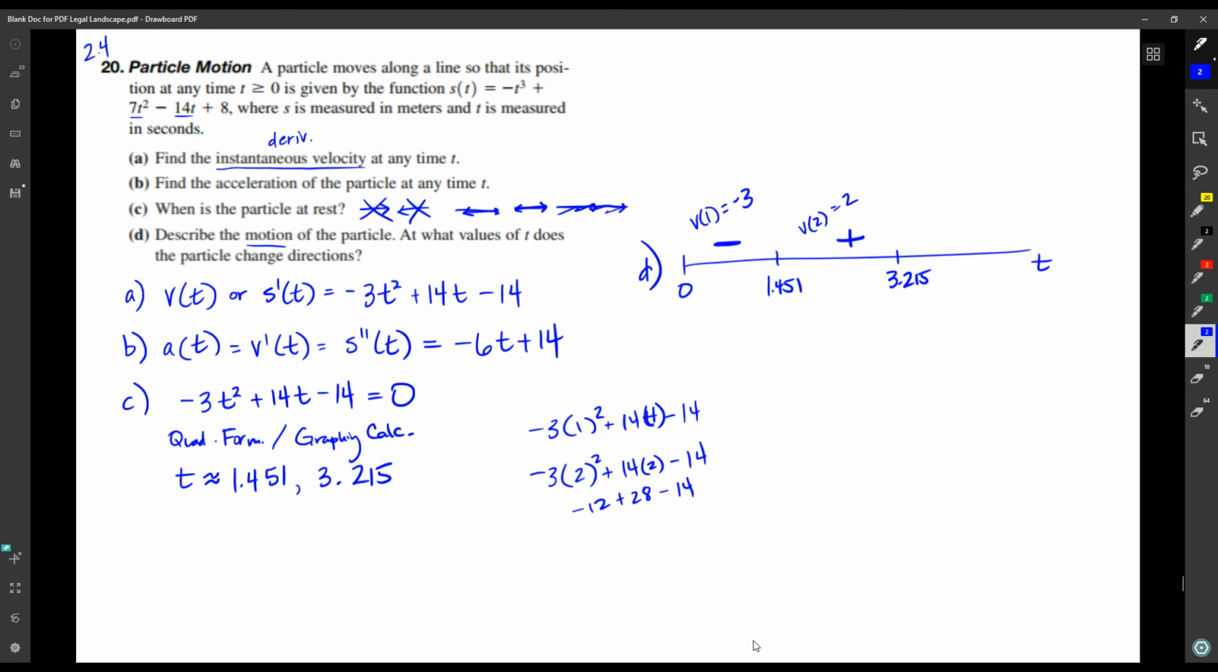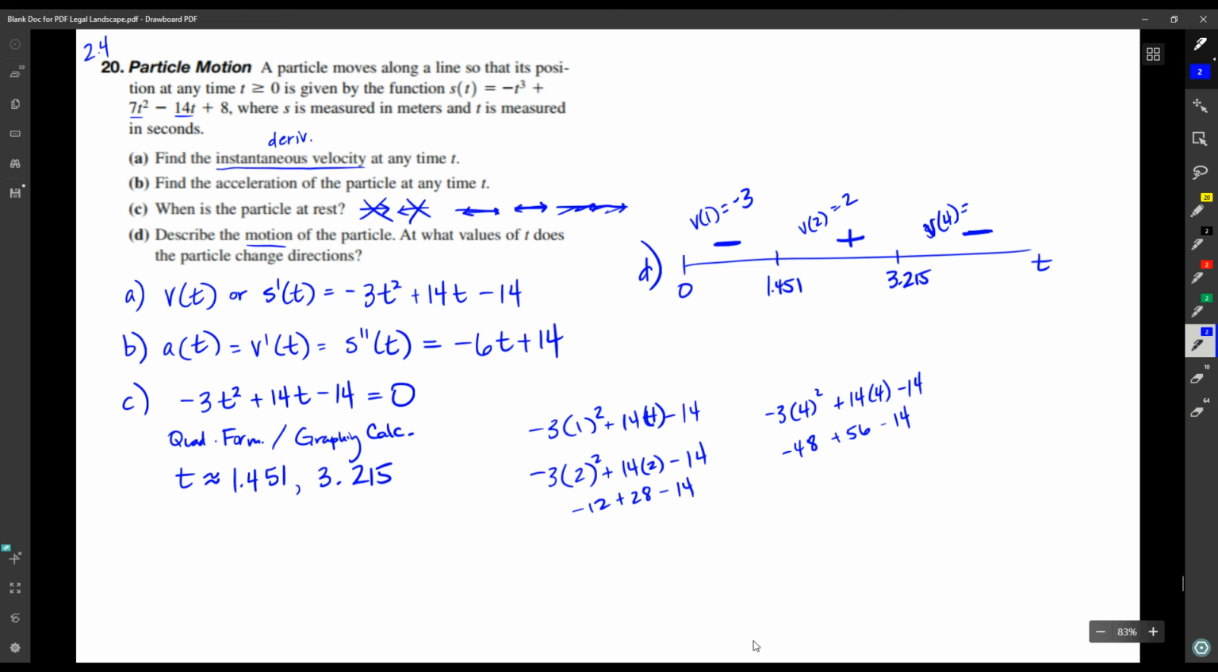Finally, something after 3.2, how about a 4? So let's try v of 4 and see what we get there. V of 4 is negative 3 times 4 squared plus 14 times 4 minus 14. I think it's pretty easy to see that this is going to end up being negative. We have negative 3 times 16, that's negative 48. And then we have 14 times 4, so that's plus 56. We're in the positives now, but subtracting another 14 gives us a negative number.